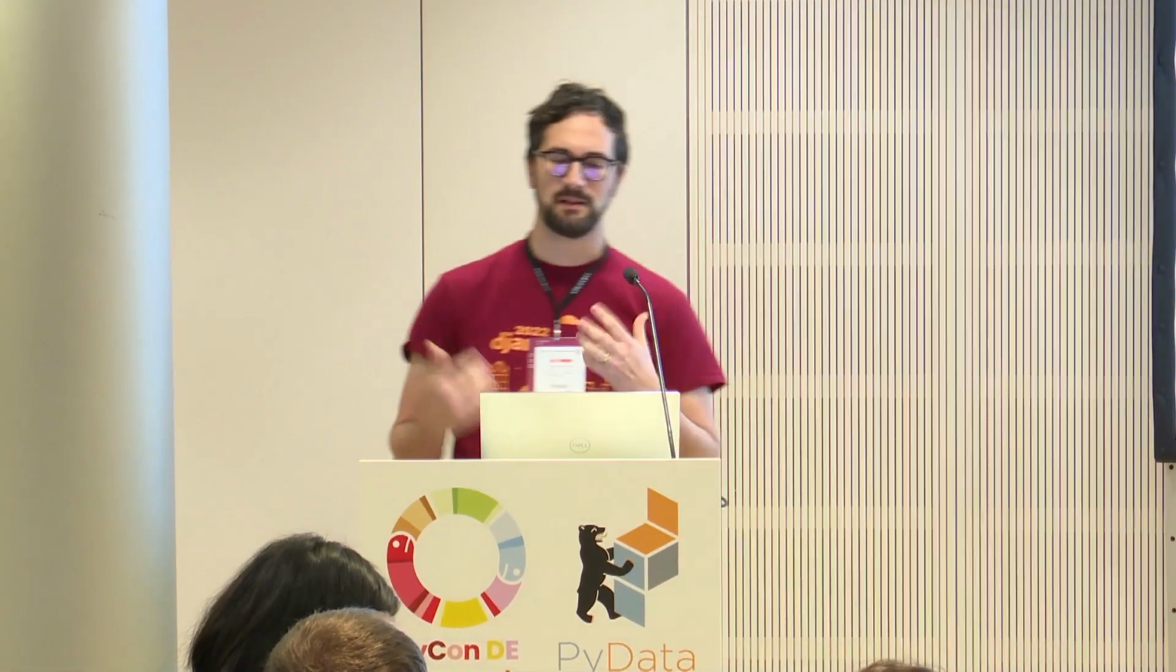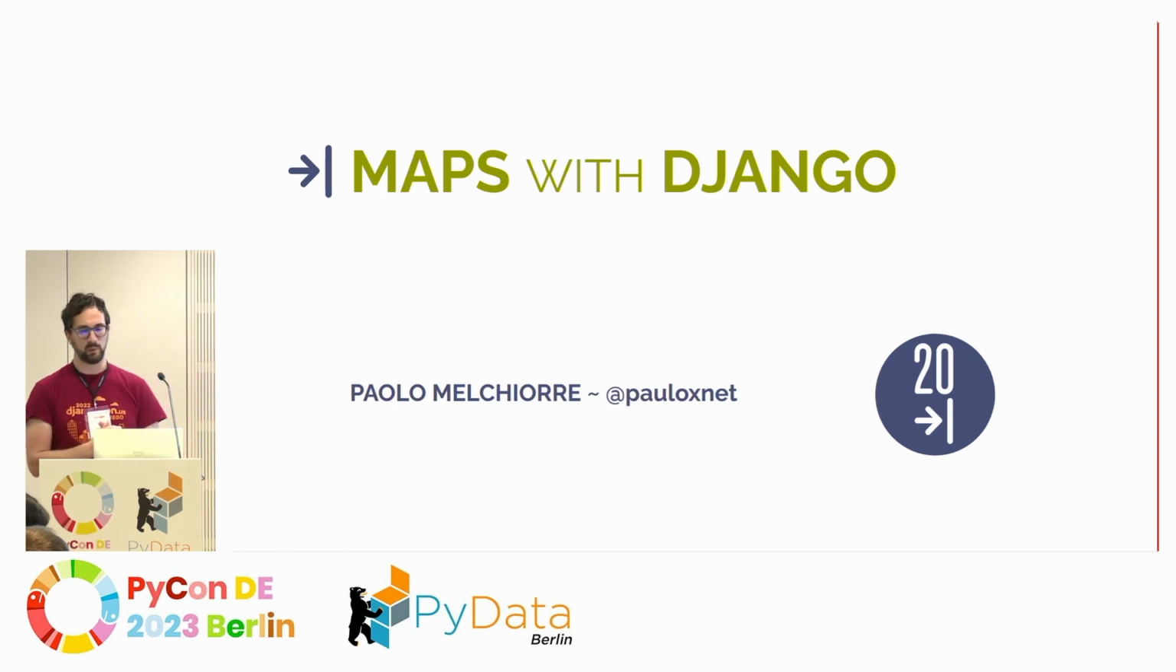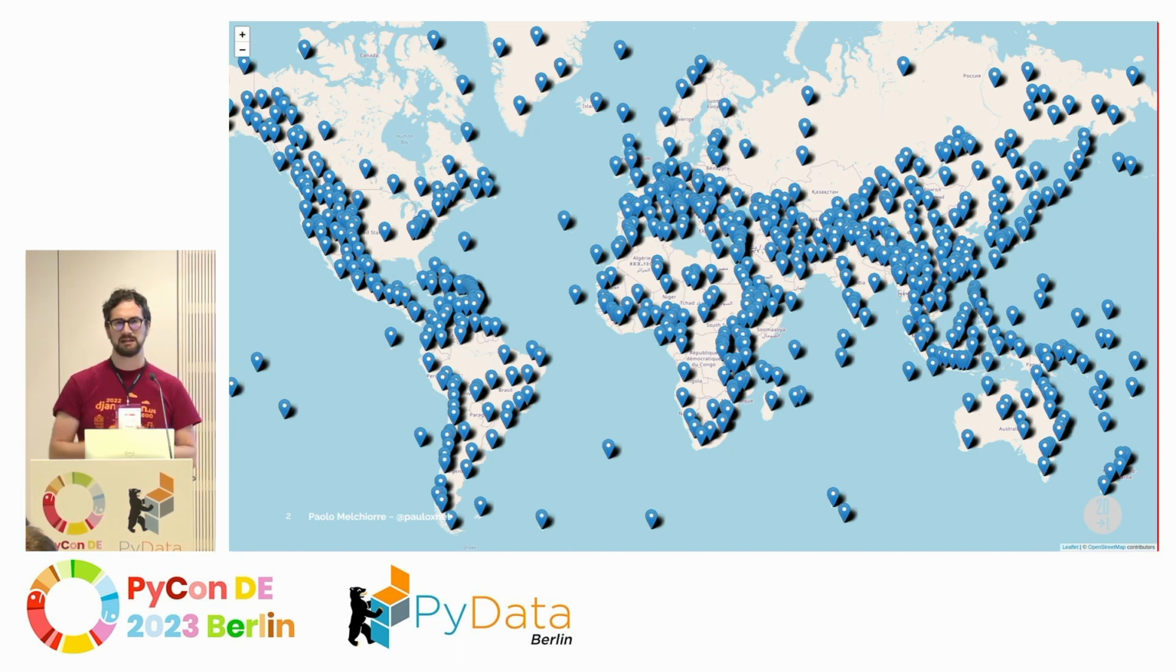In this talk, we'll see together how to build web maps from scratch using Django. If you're asking yourself what type of maps we can build with Django, let's see an example. These maps show mountain peaks all around the world. We all use maps like this every day in web or mobile applications, and I built that one specifically with Django and PostGIS.